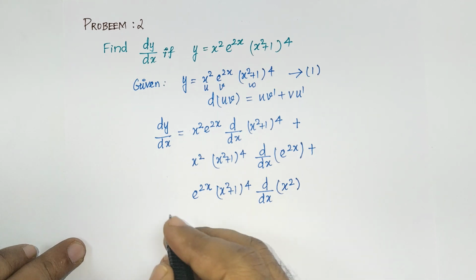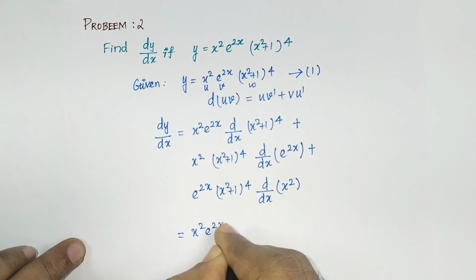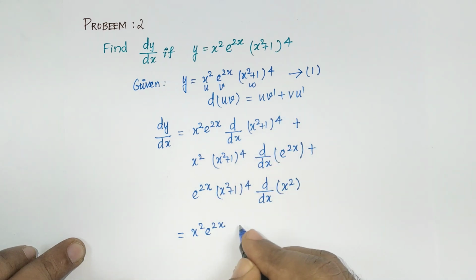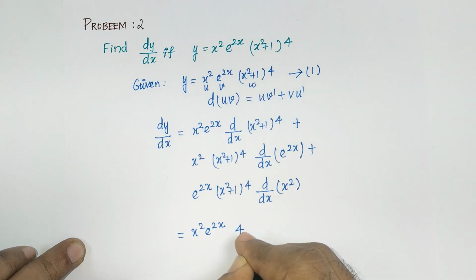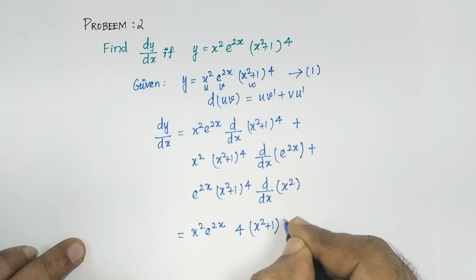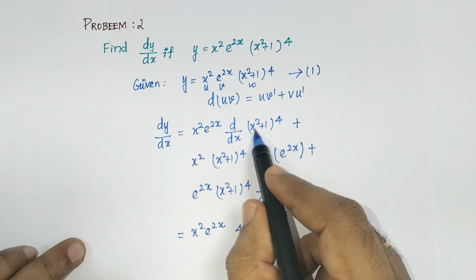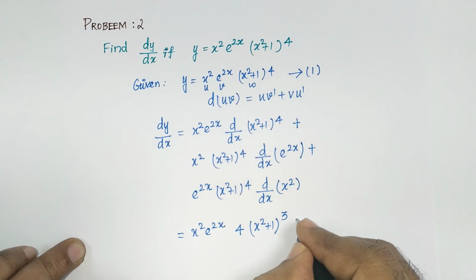So now you can differentiate this term, x square e power 2x constant, and differentiation of (x square plus 1) whole power 4. I will write the differentiation of x power n form. So 4 into (x square plus 1) whole power 4 minus 1, that is 3. And inner term differentiation: x square differentiation is 2x, 1 differentiation is 0, I will write 2x.